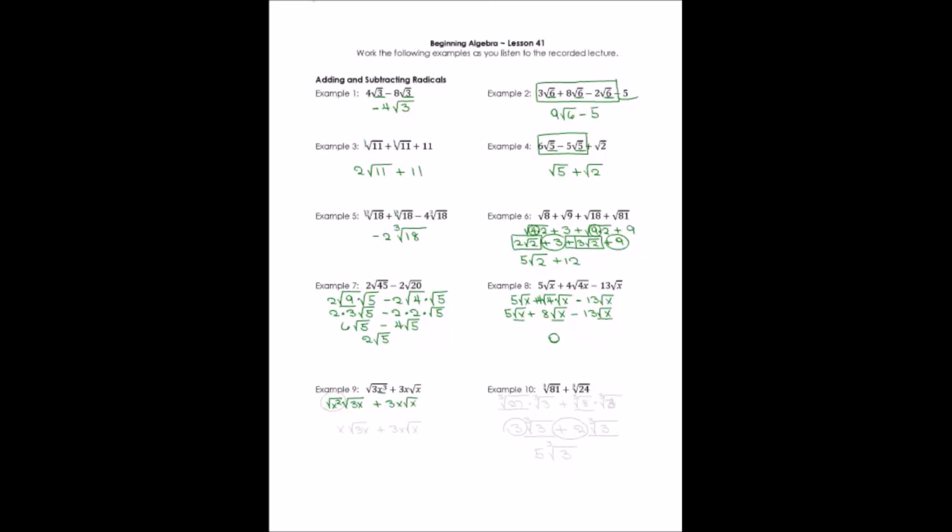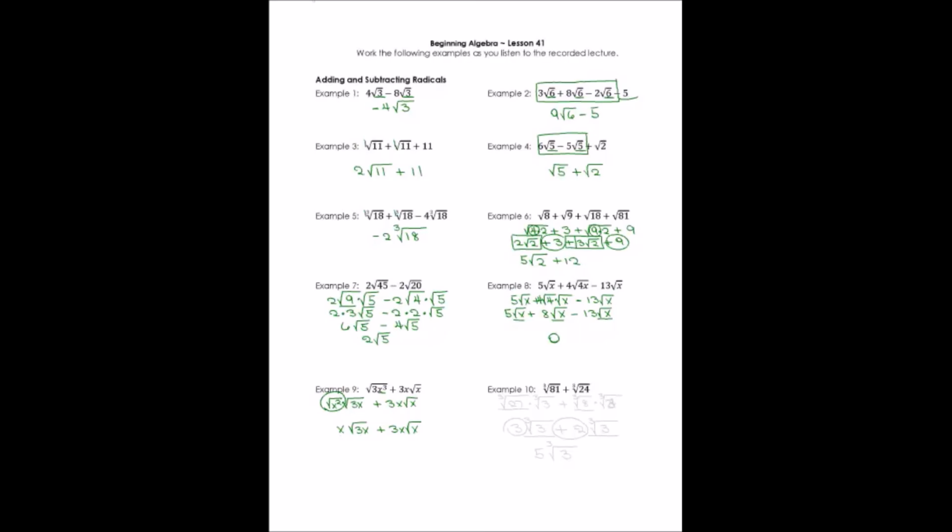Nothing there will simplify. I can simplify this first part. The square root of x squared is really x times the square root of 3x. And then I have plus 3x times the square root of x. Now, while they all look very similar, they are still not like terms. I have here x times the square root of 3x, and I have in the second one x times the square root of x. So there's nothing I can do to simplify.